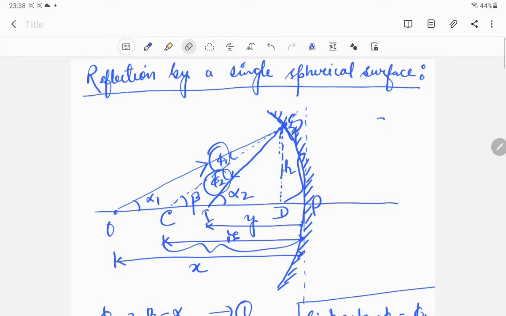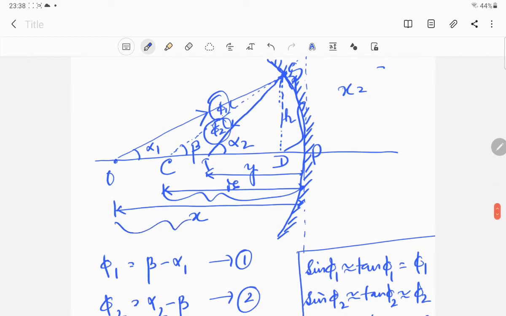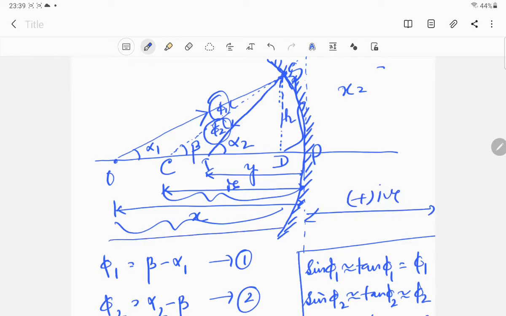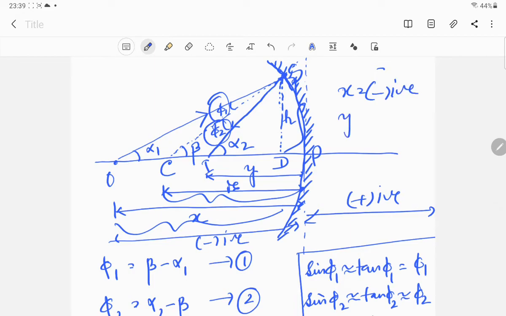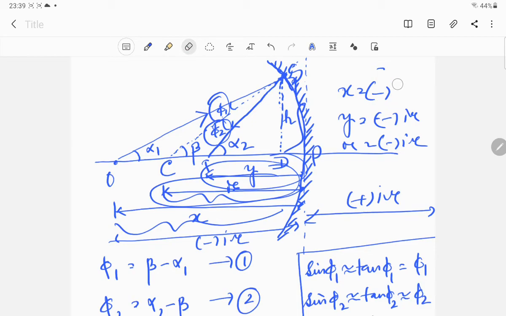Okay, so look at x. x is the object distance. According to sign convention, anything that is on the right is positive and anything that is on the left is negative. All right, so x is basically a negative quantity. Similarly, y is also calculated here, and that is also a negative quantity. And r is also calculated here, so that is also a negative quantity.